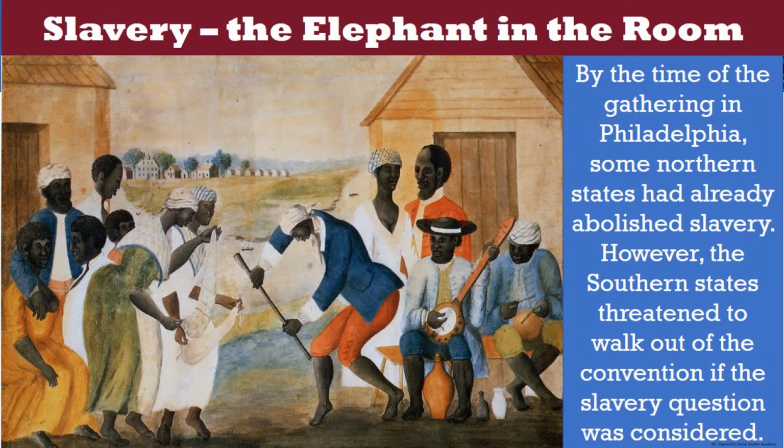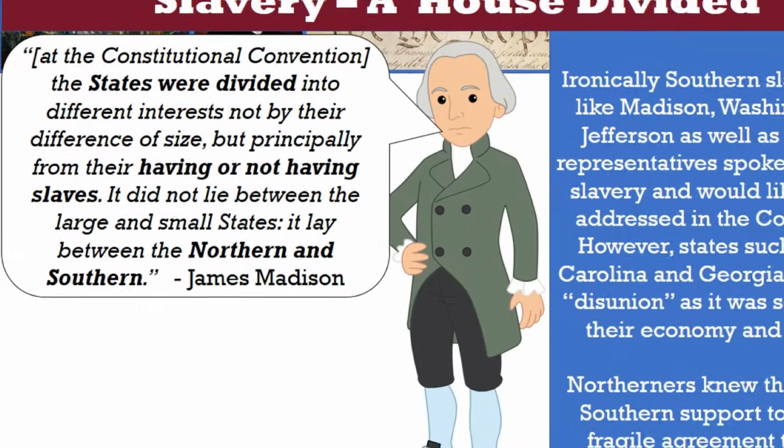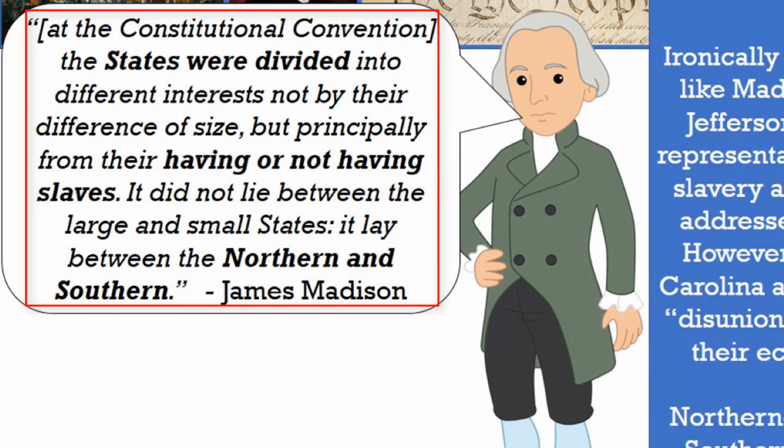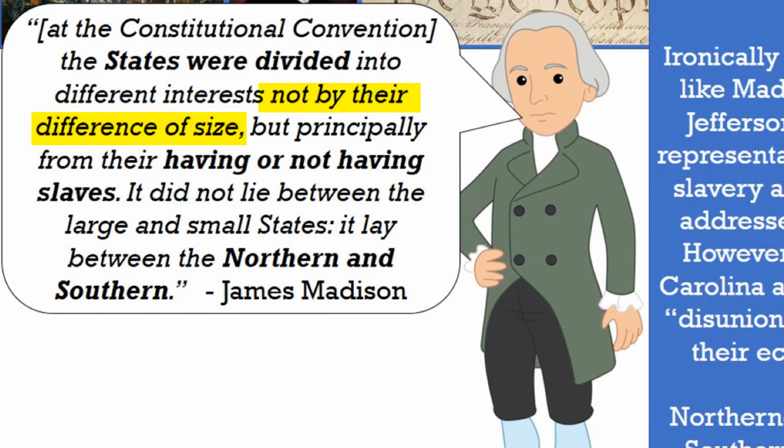Another issue that needed compromise was slavery, that elephant in the room that no one wanted to talk about. By the time of the gathering in Philadelphia, some northern states had already put in place the eventual abolishment of slavery. However, the southern states threatened to walk out of the convention if the slavery question was considered. As James Madison said, at the Constitutional Convention, the states were divided into different interests, not by their difference of size, but principally from having slaves or not having slaves. It did not lie between the large and small states, it lay between the northern and the southern.